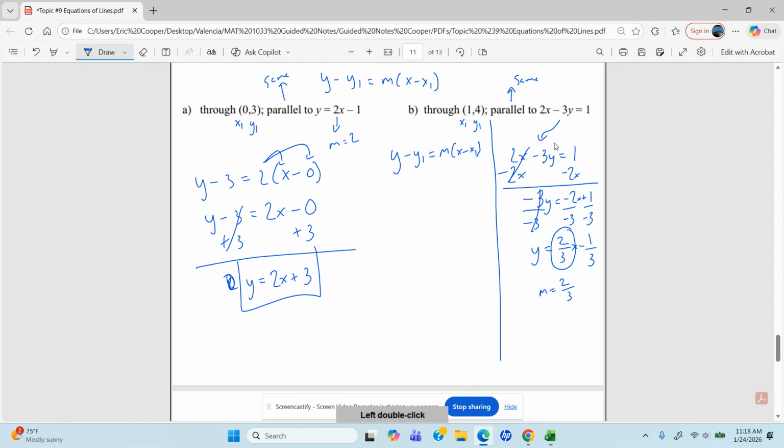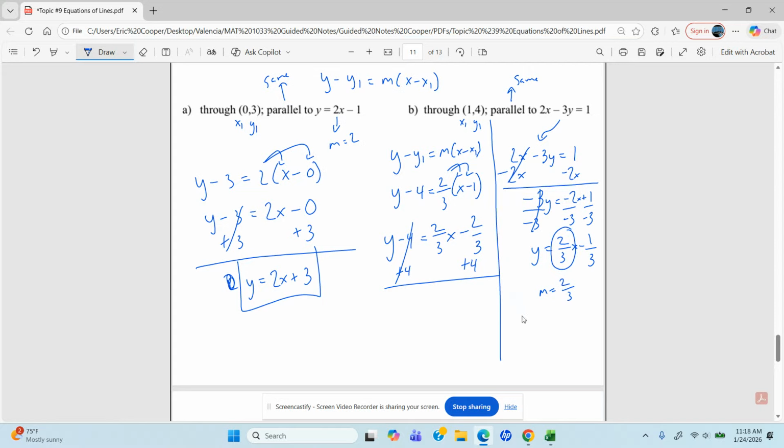So y minus y1, so y minus 4 is equal to 2/3 x minus 1. We'll distribute the 2/3. Y minus 4 is equal to 2/3 x. 2/3 times negative 1 is negative 2/3.